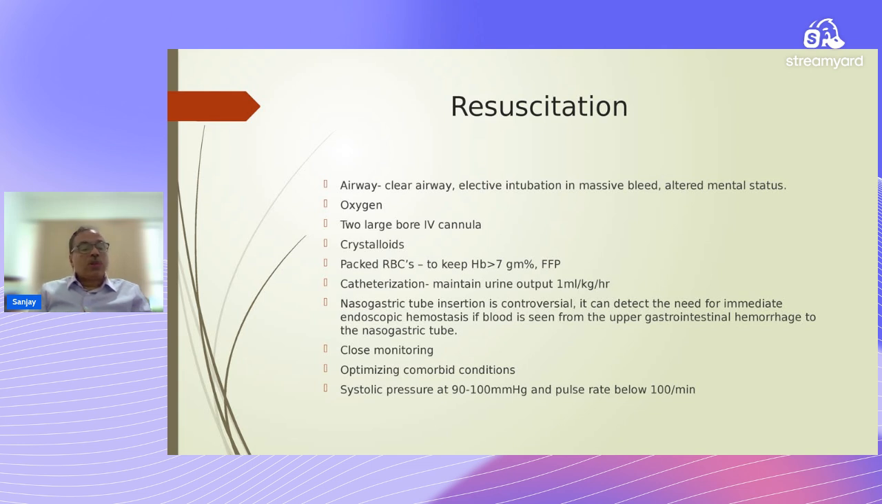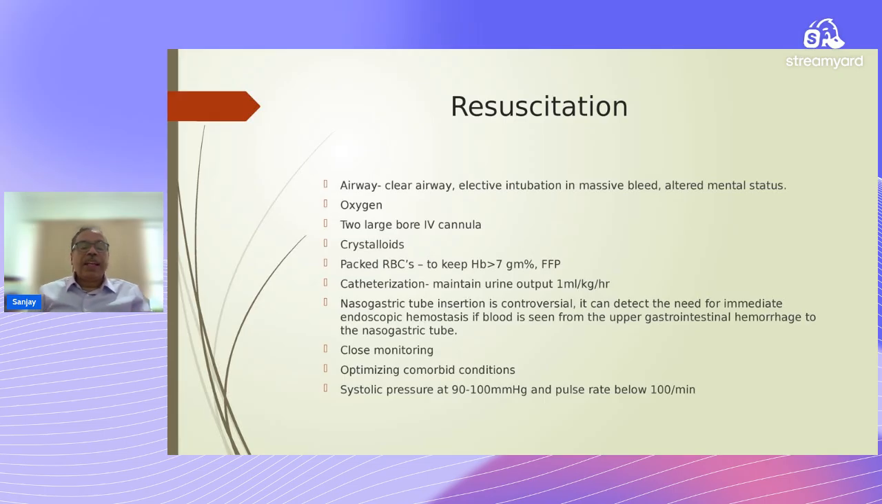Patient would also require oxygen. Depending on the status of the patient, you can give oxygen either by nasal prongs or face mask, or you can also give a non-rebreather mask. Two large bore IV cannulas, size 14, 16 to 18, should be secured. Why two? Because you can resuscitate with IV fluids and blood. The second one would act as an emergency. You can take samples from the second one. So it's always advisable to have two large bore IV cannulas.